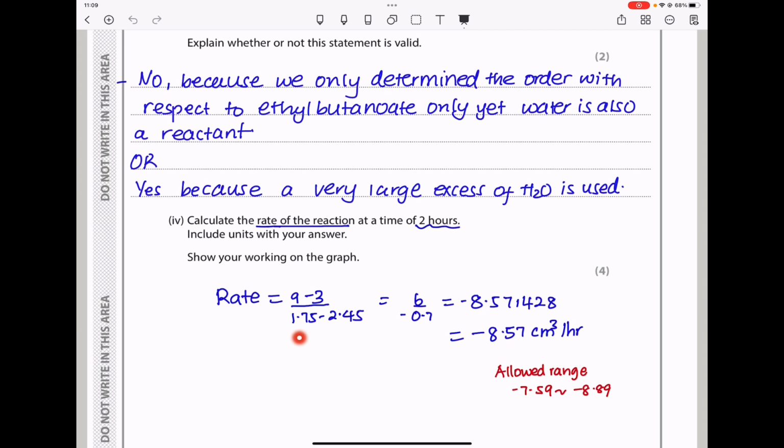So my rate was, which is the gradient, 9 minus 3, using the points I indicated on my graph, divide by, so this is changing the vertical axis, divide by changing the horizontal. It gave me this, which is equivalent to negative 8.57 centimeters cubed per hour. So an allowed answer should be between these.